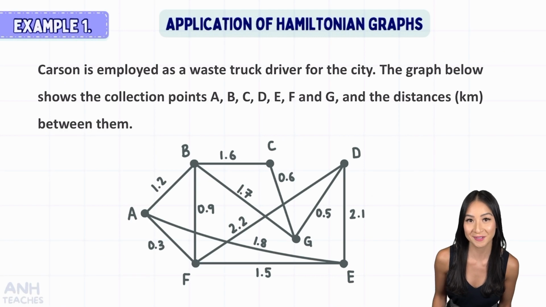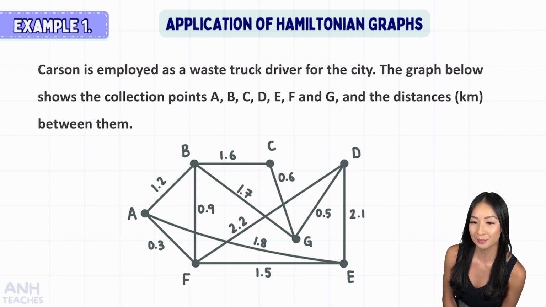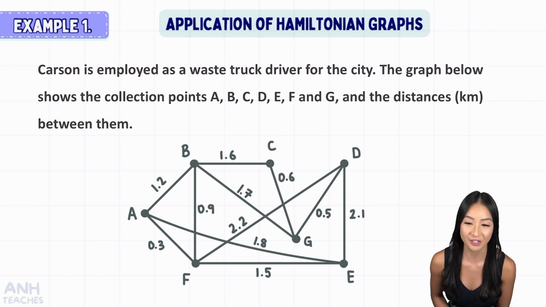Okay, so now that we've looked at Hamiltonian paths and cycles and also what a semi-Hamiltonian and Hamiltonian graph is, we could get stuck into an example. This is an application of Hamiltonian graphs. Let's read the question. Carson is employed as a waste truck driver for the city. The graph below shows the collection points A, B, C, D, E, F, and G, and the distances in kilometers between them.